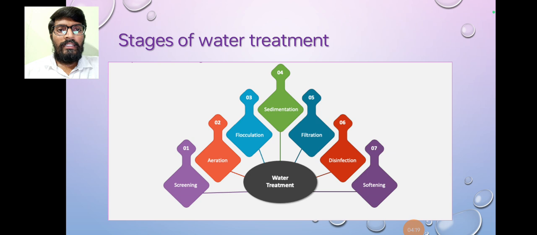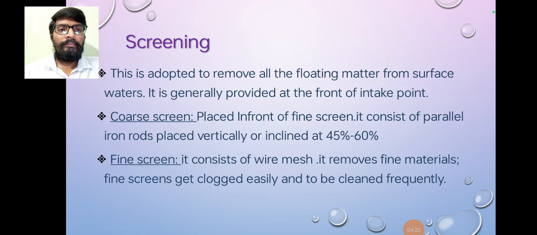In detail, the first stage is screening. Screening is adopted to remove all the floating matter from the surface water. It is generally provided in front of the intake point. Floating matter examples are polythene covers, organic matter, branches of trees and plants, and the roots of plants and trees.